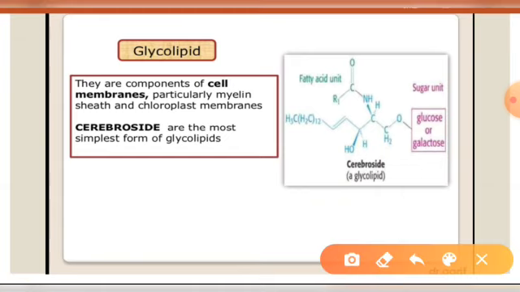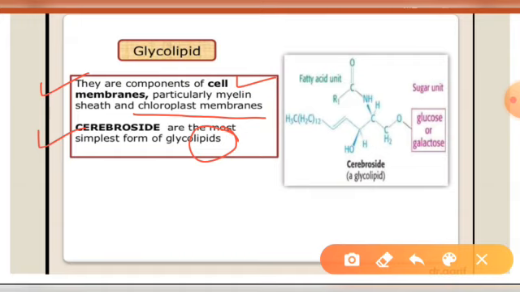Next is the glycolipid. Glycolipids are components of cell membranes, particularly the myelin sheath which covers the nerve fibers, that is made up of glycolipids. Similarly, the chloroplast membrane is also made up of glycolipids. Cerebroside is the simplest form of glycolipids. So when lipids combine with carbohydrates, they become glycolipids, and glycolipids are present in the myelin sheath which covers our nerve fibers.